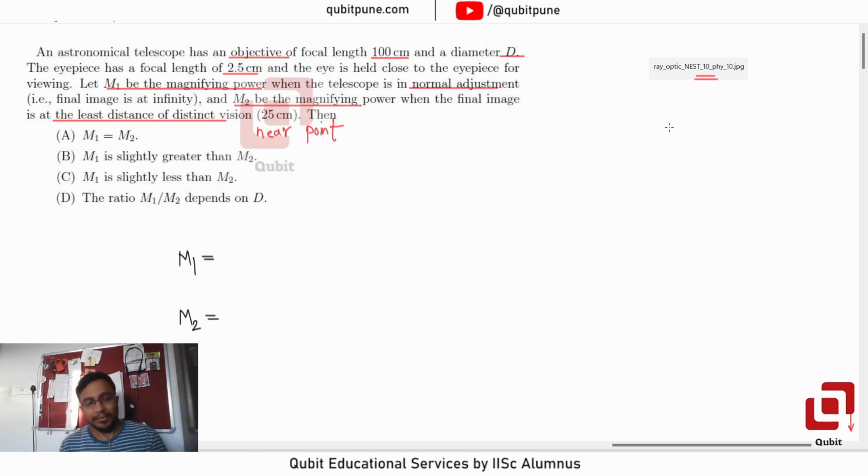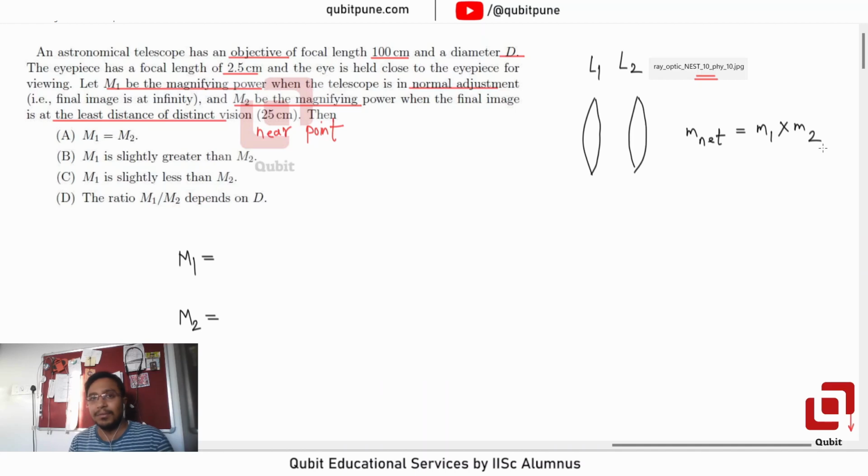Now look here, we have to recall a formula which we have studied in the topic of lenses present one after the other. Suppose we have lens 1 here and suppose we have lens 2 here, like lenses in series, what is the net magnification produced? It will be the magnification produced by 1 and magnification produced by 2, correct? m1 into m2. In this case, nothing is going to happen to m1 or the magnifying power of objective.